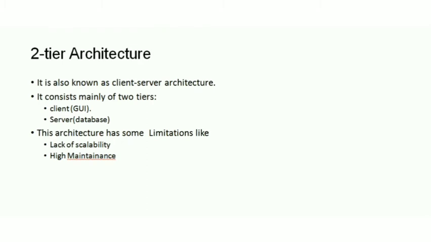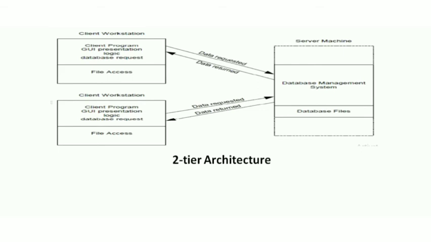So this is the two-tier architecture, and this is the graphical representation of two-tier architecture. In this, client workstations are there, and the second part is the server machine. In this figure, the client workstation has two parts. The first defines the client program, GUI presentation logic and database request, and the second part defines the file access.